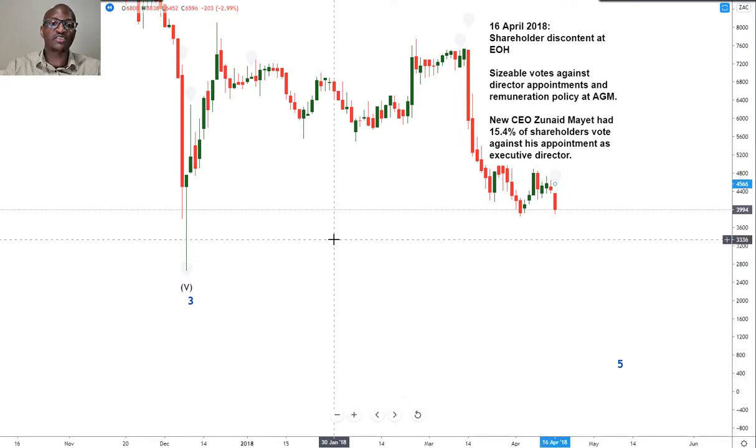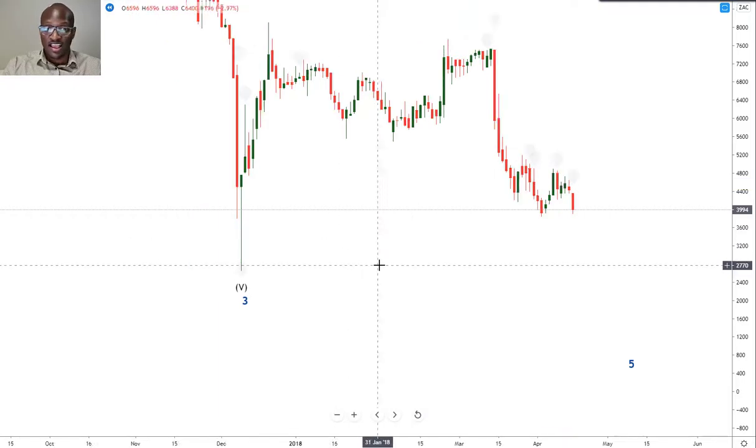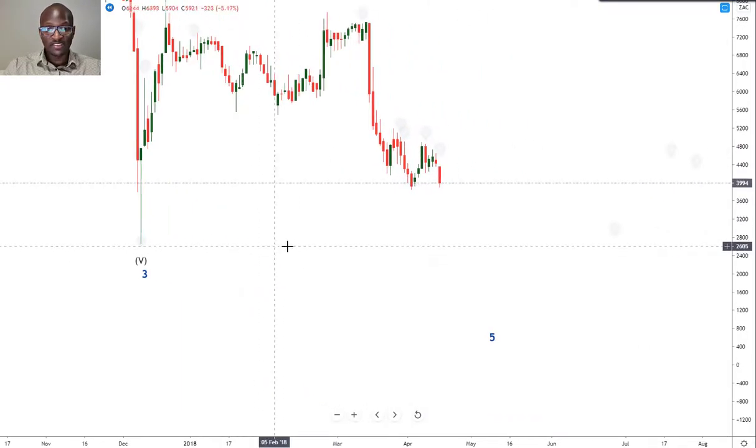On the 16th of April 2018, major headline: shareholder discontent at EOH, and there were sizable votes against director appointments and the remuneration policy at the AGM. New CEO Zunet Mayet had 15% of shareholders vote against his appointment as executive director. I can only imagine how that made him feel.